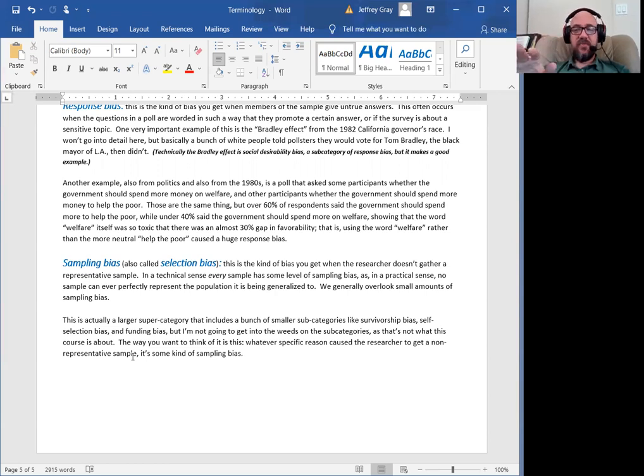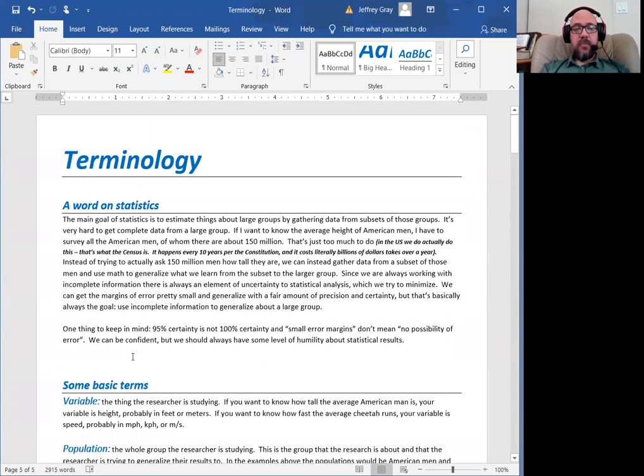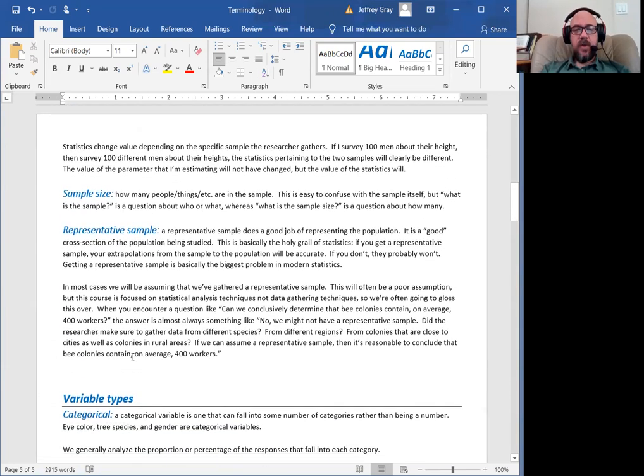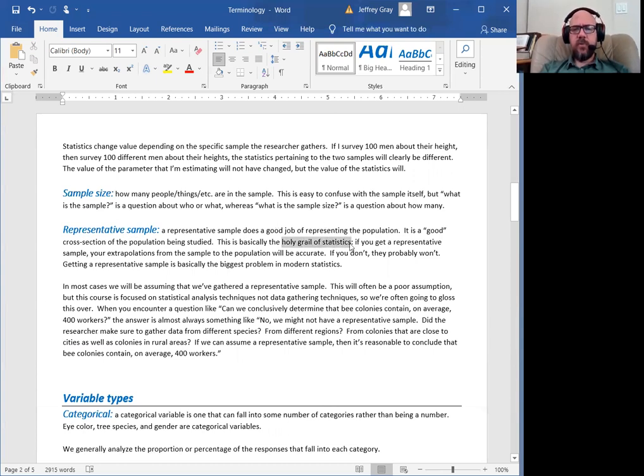As you can see, it is very, very hard to get a non-biased sample. Like I said up here, a representative sample is essentially the holy grail of statistics. If you can get a representative sample, you can easily generalize whatever results you get from the sample to the population. And of course, that's very hard, as it turns out. So getting a representative sample is tough.